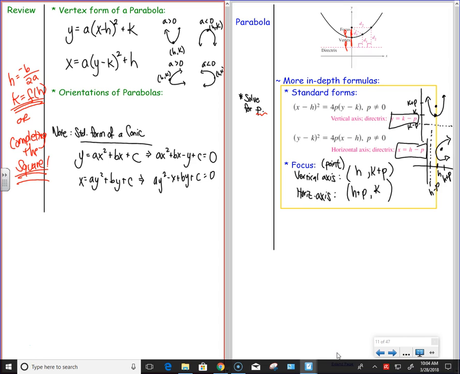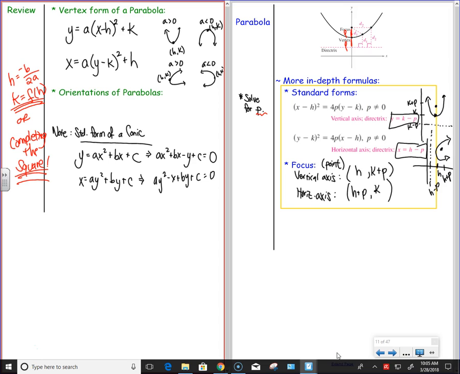We find p from setting up the formula in a very particular way, but what does it represent? It's the distance to the focus. Remember, you focus on the point. You look at the point. And if you're looking at the point, the p is always the distance to the focus.